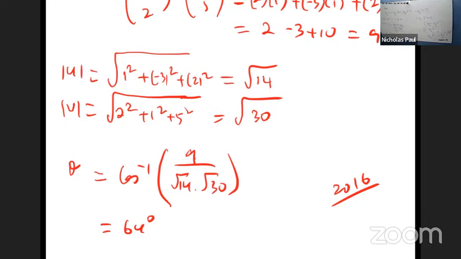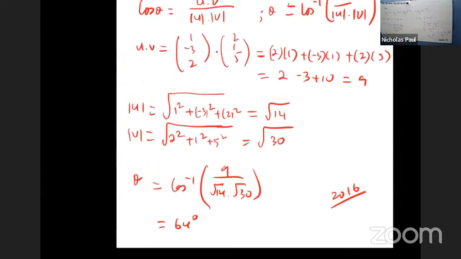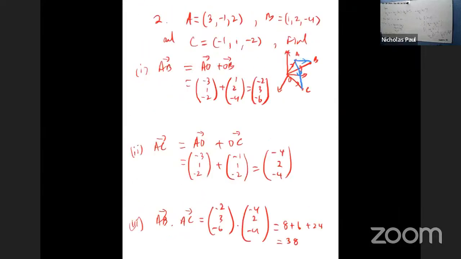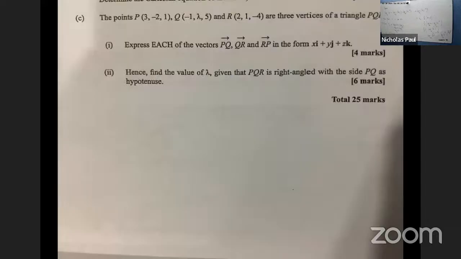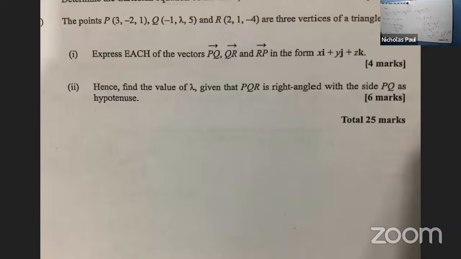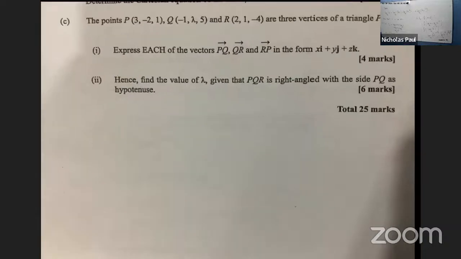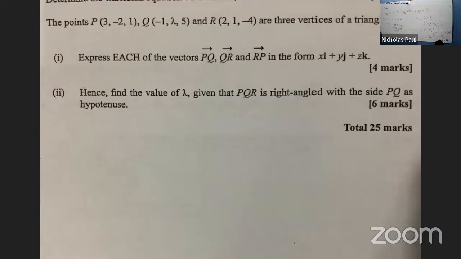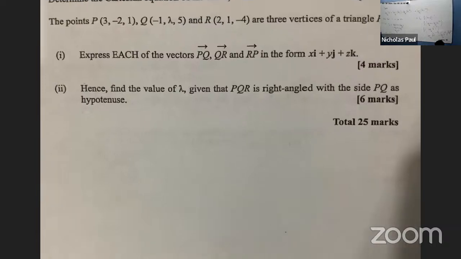So we use the exact values. Here's the same thing. Let's try this one here. Have fun.